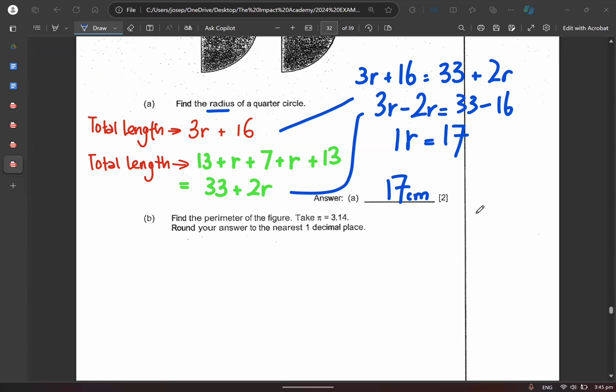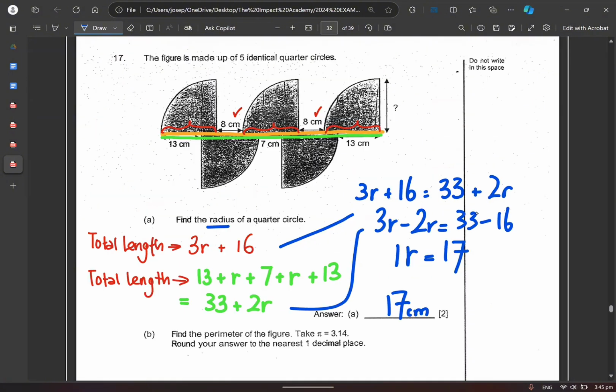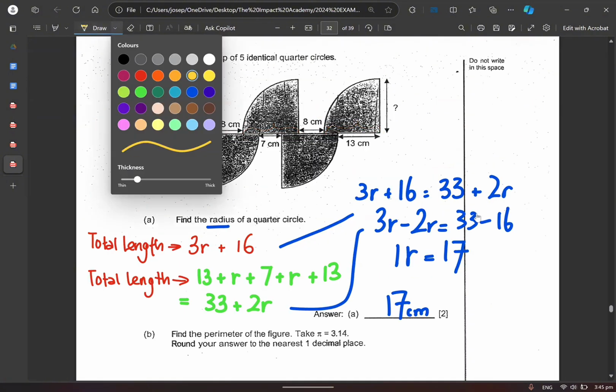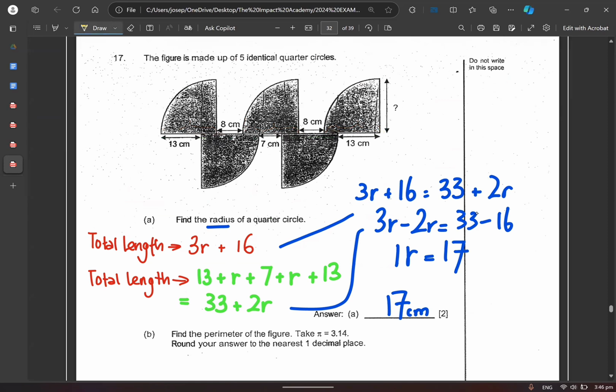Then we want to move on to the next part. The next question says to find the perimeter of the figure. So what I'm going to do is erase all of this. For you guys, I know it's harder to erase, in fact almost impossible. So I want you to use a highlighter and make sure you highlight all of the outside. All of the outside has to be highlighted, because from here you can see that these are the parts that I'm trying to find.